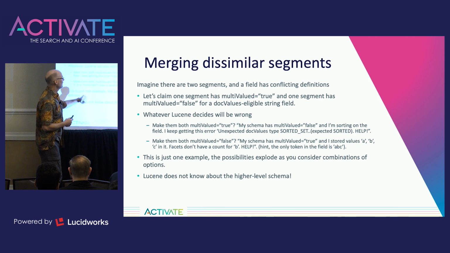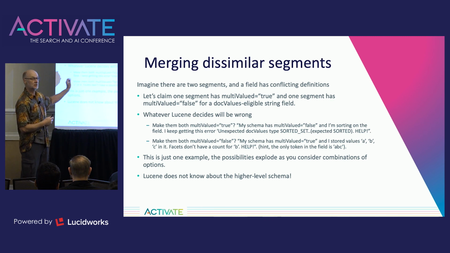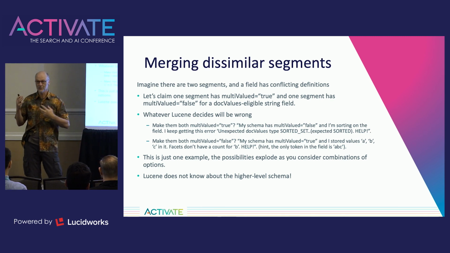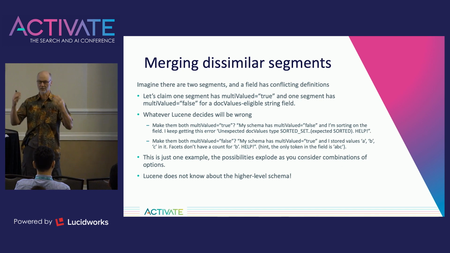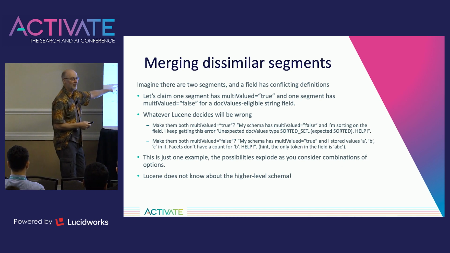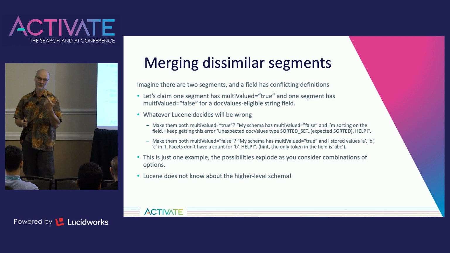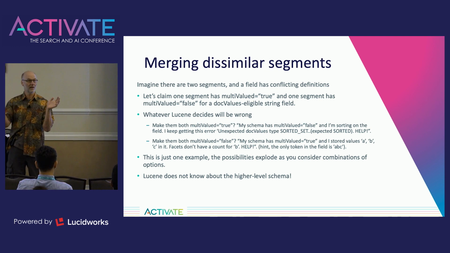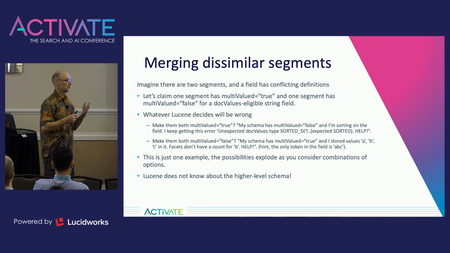Changing from multi-valued false to true, I can imagine doing that. That's not hard. The resulting documents would just be a single valued set. No trouble. The other way, not a chance. Do I take the first value? Do I concatenate all the values together? Any of those decisions are wrong.